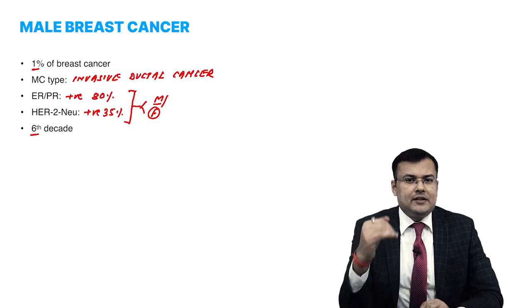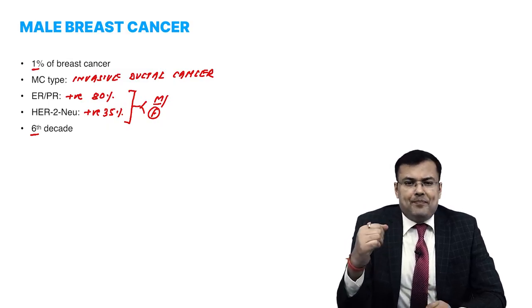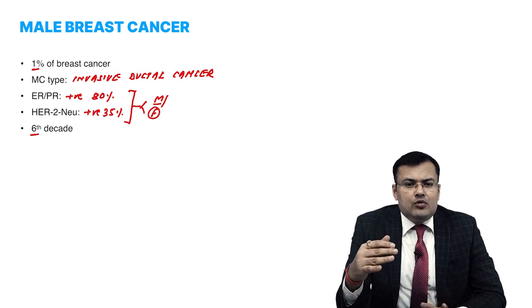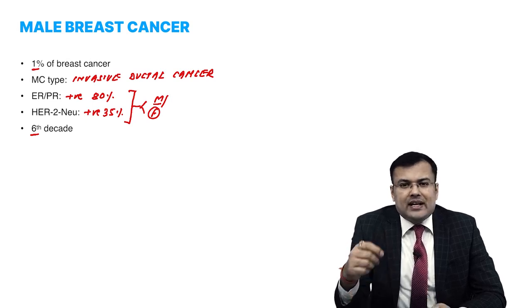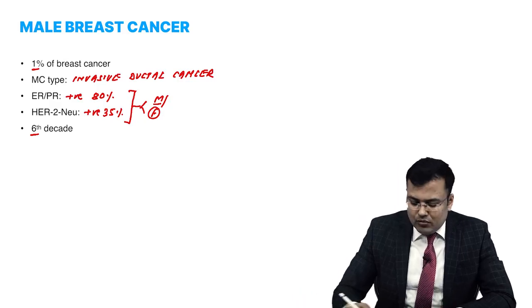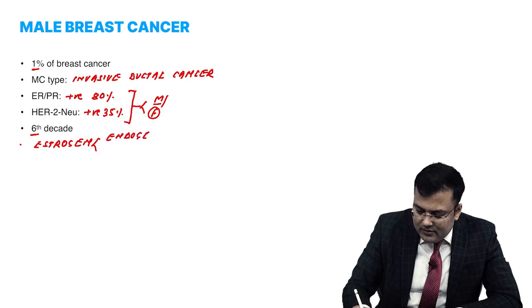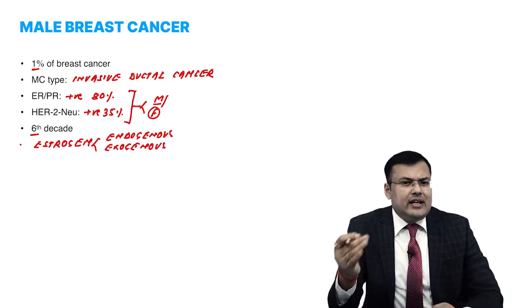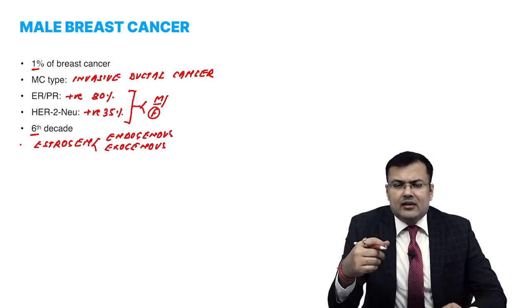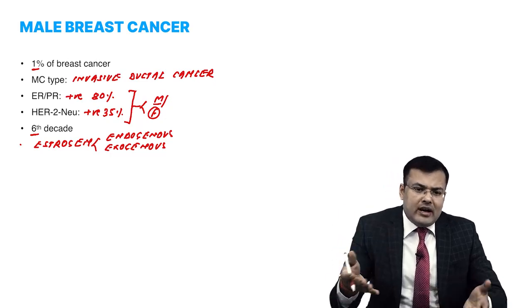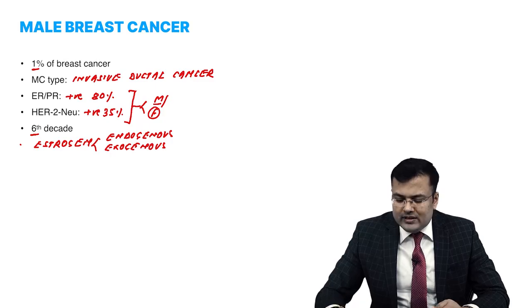So see the similarities. First, the most common type is the same, invasive ductal cancer, and HER2/neu and ER/PR positivity are the same. Second, the risk factor is very similar: states of hyperestrogenemia. It means estrogen, it doesn't matter whether it is endogenous or exogenous. We discussed that in females, states of hyperestrogenemia is a risk factor. So in males also, endogenous or exogenous estrogen is going to increase the risk of breast cancer.